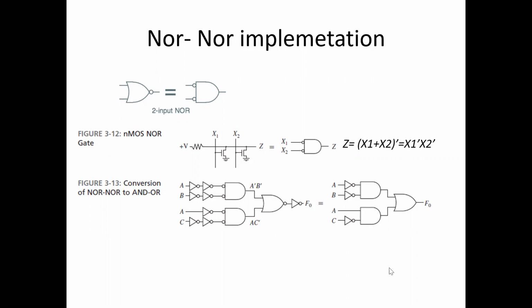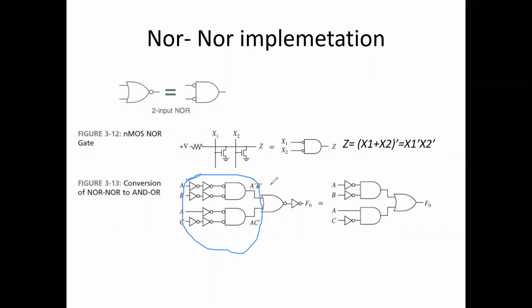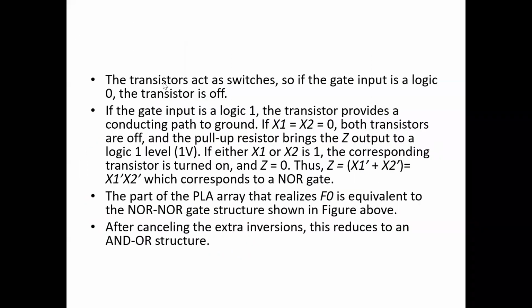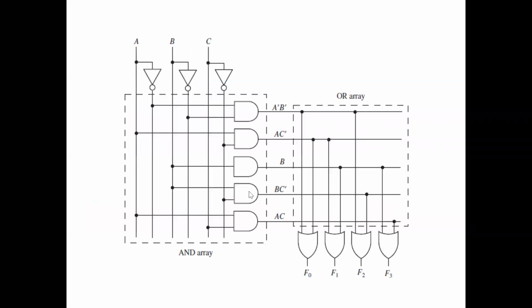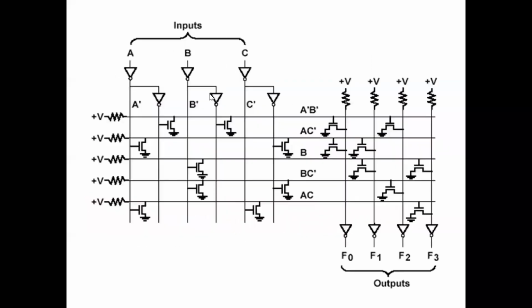This is similar to this logic. This is a NOR, and this is equivalent to an OR. This represents a NOR equivalent. Here this represents NOR, and this is also a NOR circuit. So NOR is equal to an AND-OR circuit. Whatever we had implemented in this structure can be implemented using this.